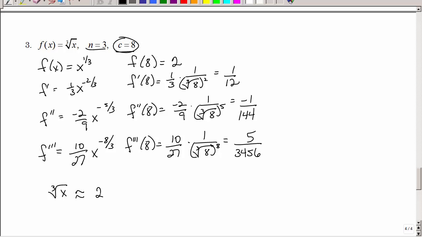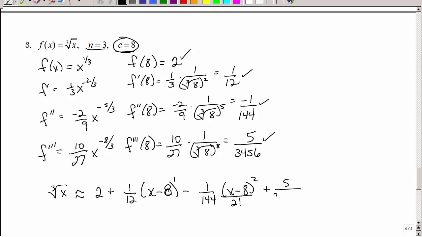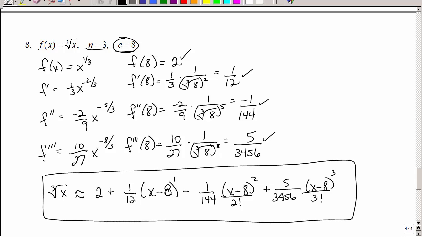Okay, so now since I need this polynomial, the cube root of x is approximately equal to my function plus my derivative multiplied by x minus c, and what was c? 8, that's to the 1st power. That's the function and first derivative. Now my second derivative, but remember that's divided by 2 factorial. Then I have my third derivative over 3 factorial. And then you could simplify that if you wanted to, but that's just so ugly. I'm going to leave it just like that.